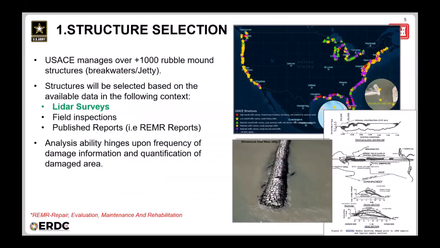So the first step, the structure selection, I like to use this image. This was shared by Charlene. It highlights the location of 1,000+ rubble mound structures that are managed by the USACE. This includes breakwaters and jetties.